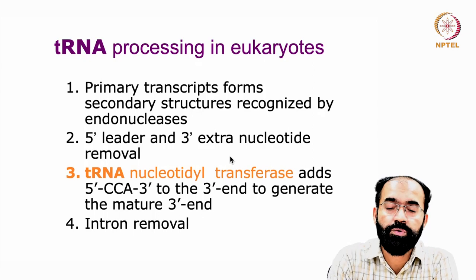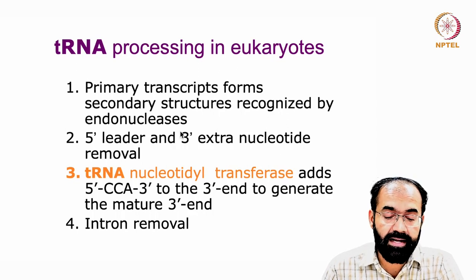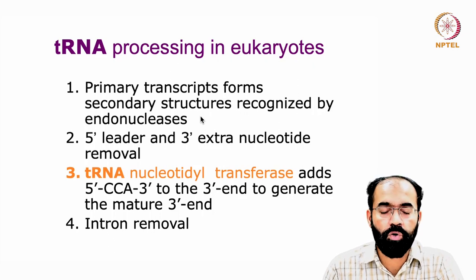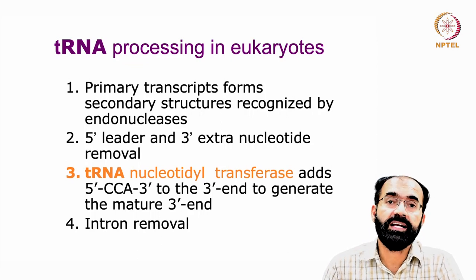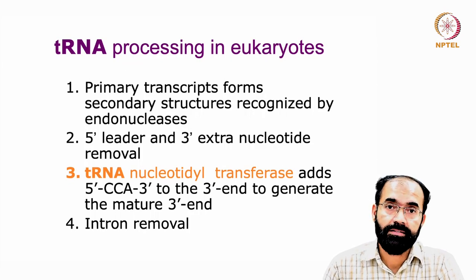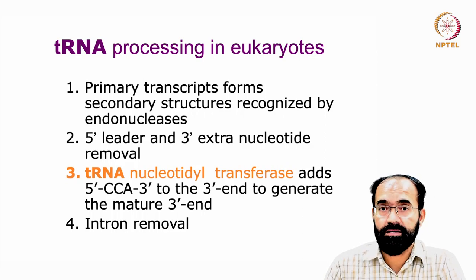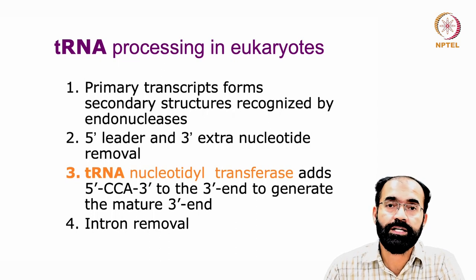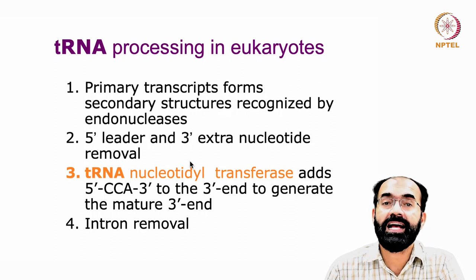And tRNA processing in eukaryotes happens in a stepwise manner. The primary transcript forms secondary structures that are recognized by the endonucleases. One important thing we should know about RNA is that RNA is recognized by an enzyme not by looking at its sequence. RNA has to bend or form stem and loop so that it will have a typical secondary or tertiary structure which allows them to recognize. The protein enzyme will recognize RNA not based on its sequence but based on its folding and structure. So that is why the primary transcript has to form a specific secondary structure so that it will be recognized by the protein enzyme. So the 5' leader and the 3' extra nucleotides have to be removed, as we saw in the previous picture.